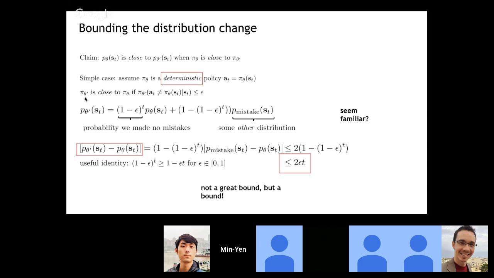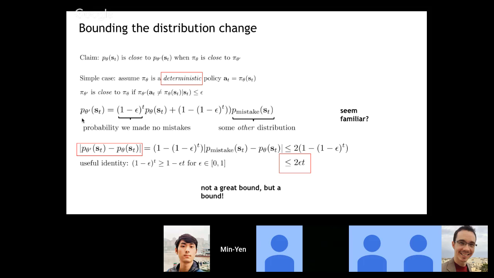He defined pi theta prime as close to pi theta if the probability that the action taken under pi theta prime is not the action taken under pi theta is bounded. So basically the probability that the two actions are not the same is bounded by epsilon. That's his definition of being close, and he said this is quite similar to the imitation learning from the earlier series of videos and lectures. So a lot of it is from there.